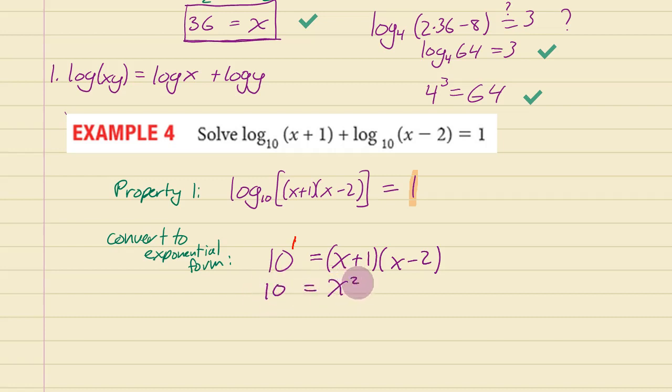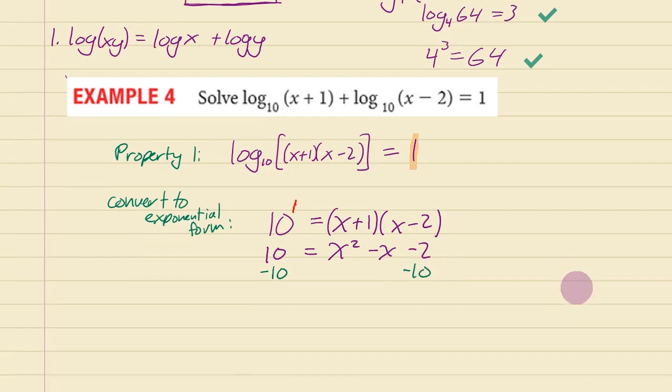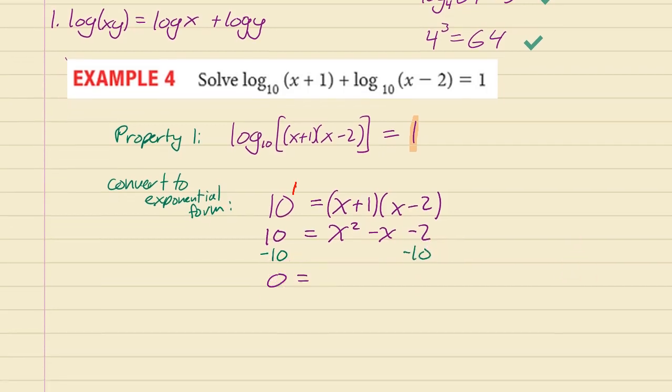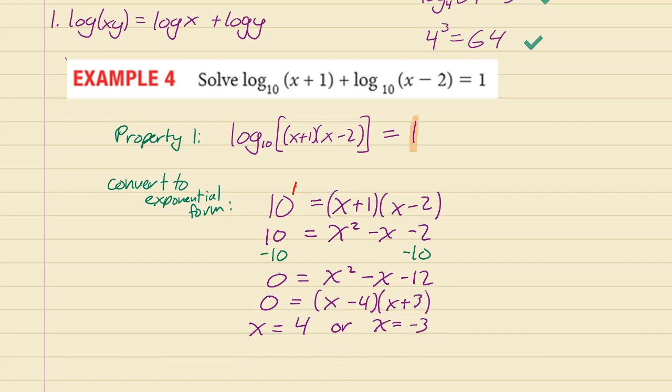Over here we can FOIL it out. We get x squared minus x minus 2 when you FOIL that. And we can't really solve this the normal ways without 0 on one side. So we can subtract 10 from both sides to get that 0. So it's going to look like x squared minus x minus 12. This you can solve by factoring into x minus 4 times x plus 3. And it should mean we got the solutions x equals 4 or x equals negative 3.